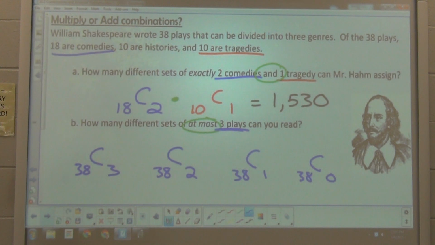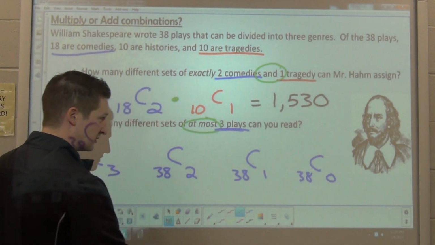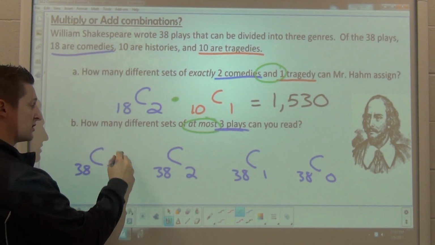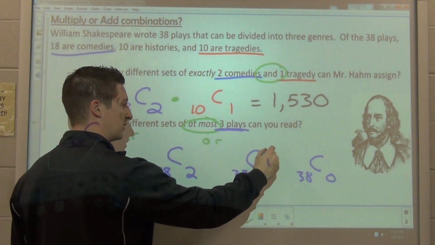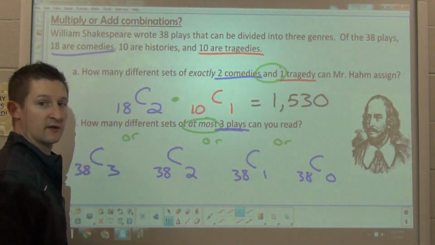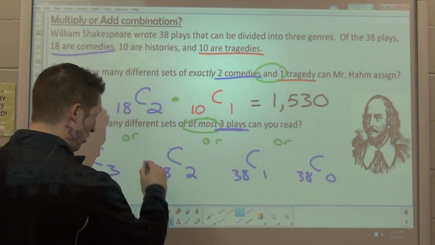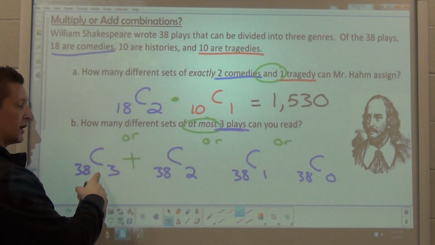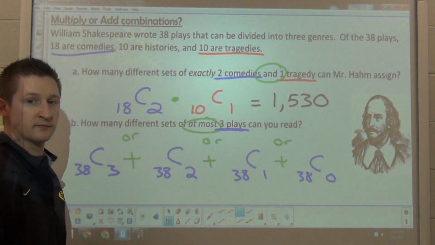In this case, we're going to add because when it says at most, I equate that to this word: I'm going to say we could read 3 plays or 2 plays or 1 play or no plays. And when we're working with combinations and probability and things like that, when I see the word or, I equate that to the plus sign. I'm going to have this many plus this many plus this many plus this many.